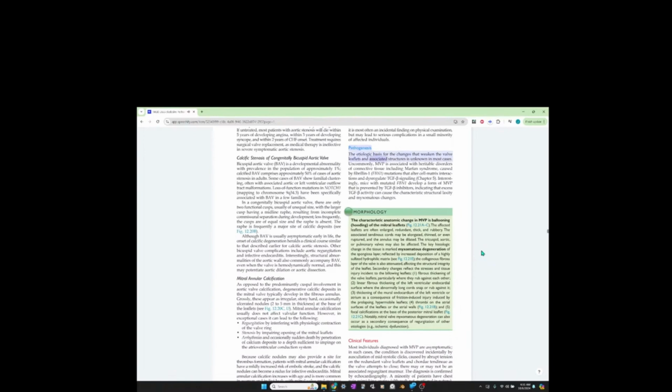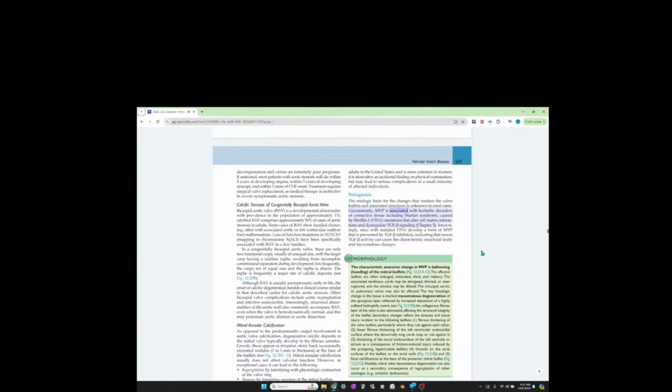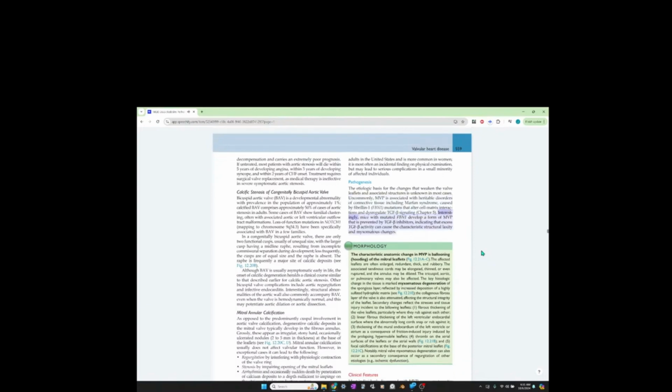Pathogenesis: the etiologic basis for the changes that weaken the valve leaflets and associated structures is unknown in most cases. Uncommonly, MVP is associated with heritable disorders of connective tissue including Marfan syndrome, caused by fibrillin-1 mutations that alter cell matrix interactions and dysregulate TGF-beta signaling. Interestingly, mice with mutated FBN1 develop a form of MVP that is prevented by TGF-beta inhibitors, indicating that excess TGF-beta activity can cause the characteristic structural laxity and myxomatous changes.